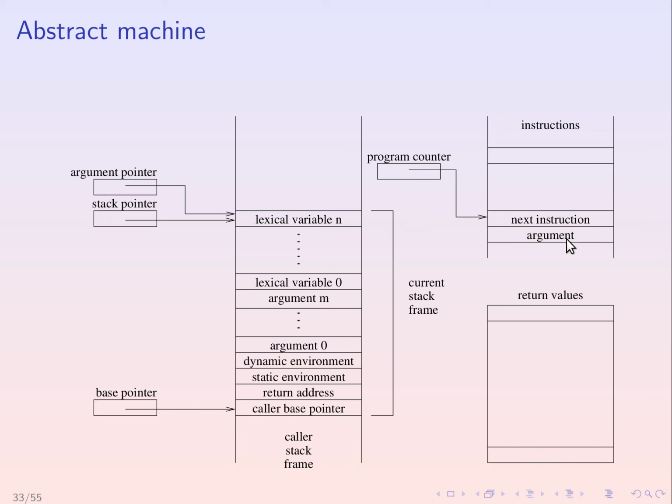This is a chunk of memory that contains the instruction stream. This, of course, is the same memory as the stack, but they're in different parts of the memory, so I show them separately. So there's a program counter that points to the next instruction to be executed, and instructions might contain arguments in the form of addresses of lexical variables or constants or something like that. And finally, there's this chunk of memory here that contains return values.